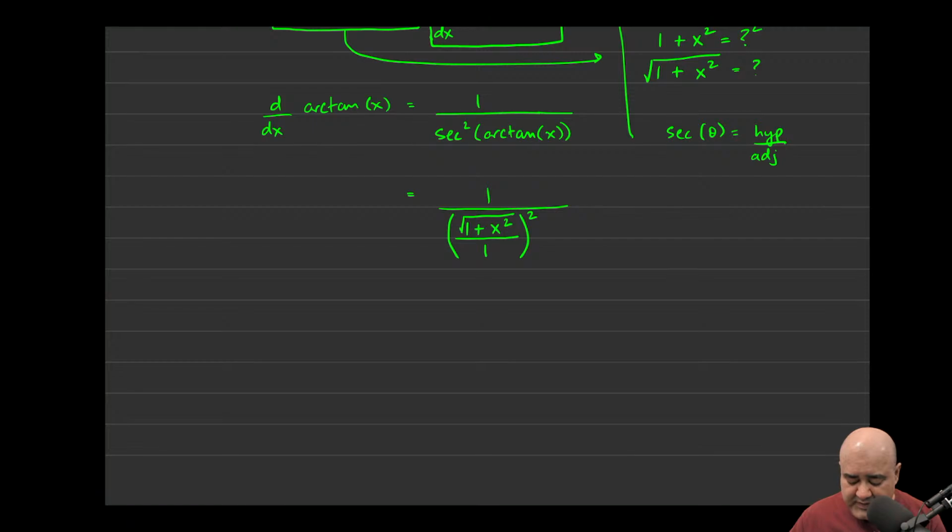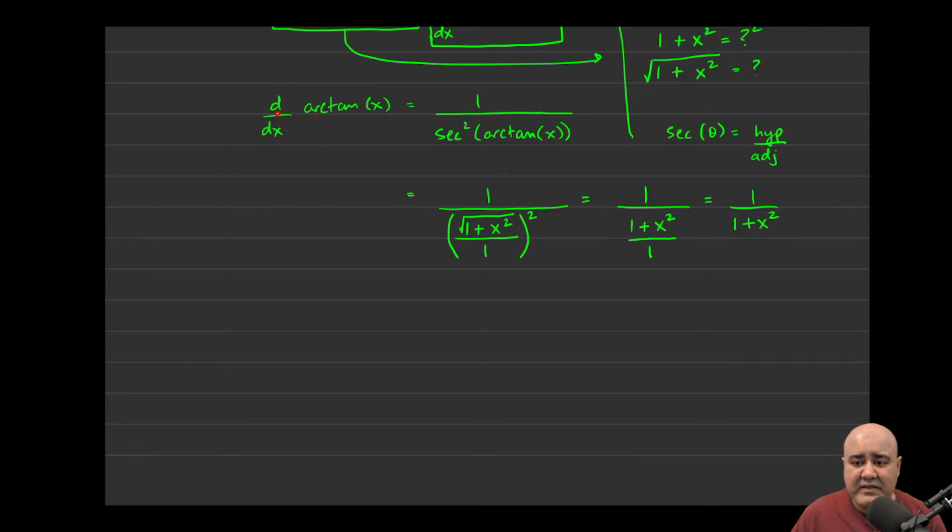What happens when we square a radical? Well, we just get the radicand. So this would be 1 plus x squared over 1 squared, which is just 1. Anything divided by 1 is itself. So the answer is 1 plus x squared. And if you trace these equal signs back to where they came from, this was equal to this, which was equal to that, which came from here, and that came from there.